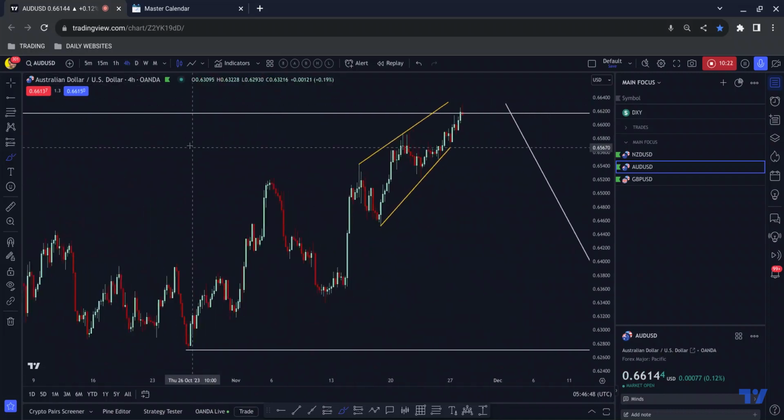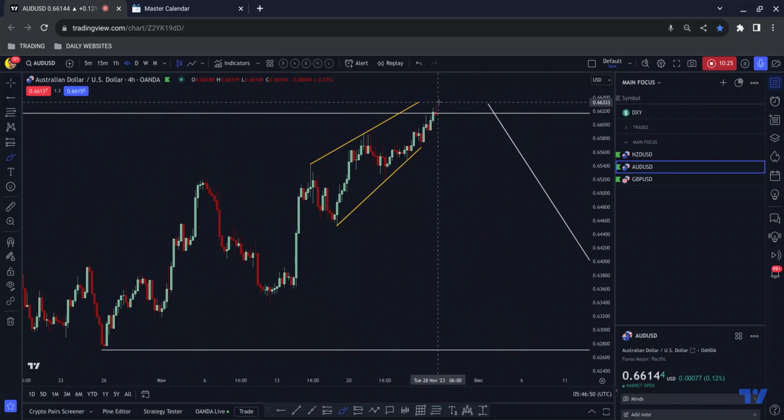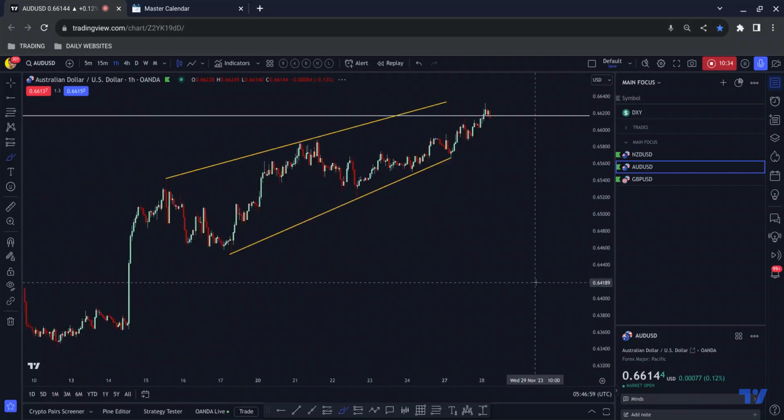Okay, so if we just drill down, you can see if this candle closes like this at 6 a.m. It is now 5:46 a.m. as I speak. This could be a very good sign that we're likely to sell off.